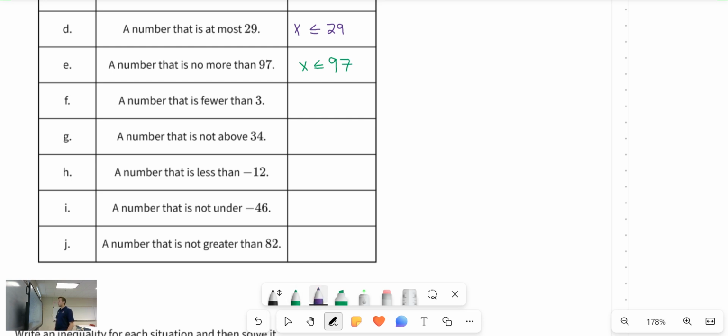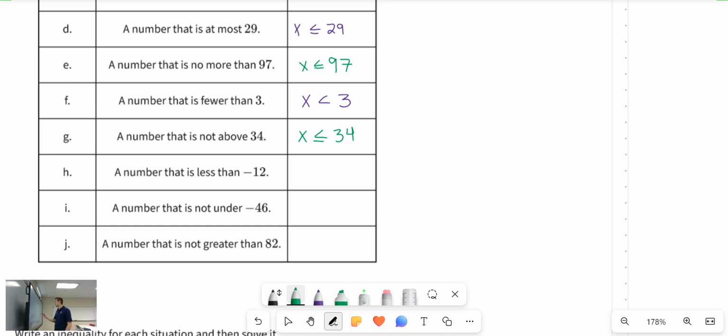All right, switching to purple. A number that is fewer than 3. All right, so fewer than 3 means smaller than 3, and it can't be 3, so that means it is less than 3. A number that is not above 34. Well, 34 is not above 34. It is equal to 34. So this could be, right, a number, X, that could be smaller than 34, right, less than 34, but it could also be equal to 34, right, less than or equal to 34.